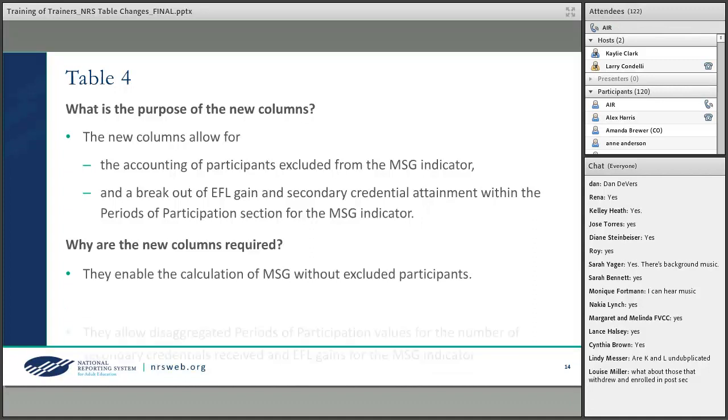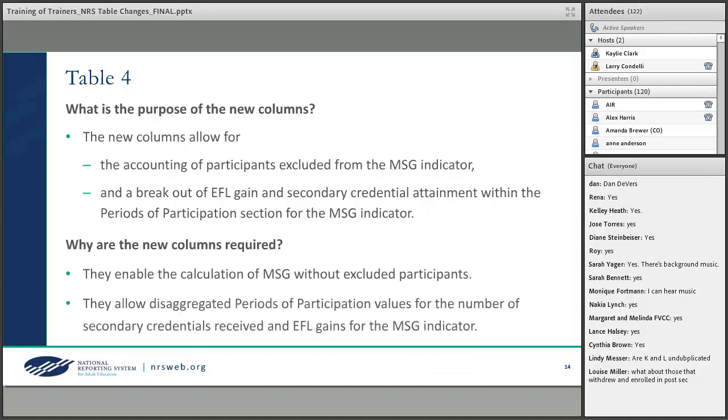Yeah, they enable calculation without excluded participants, and they allow for the disaggregation. Right. So here we have questions. What are the questions?